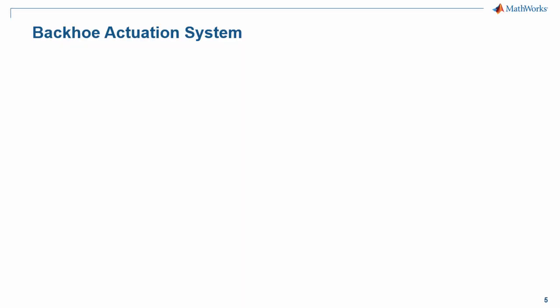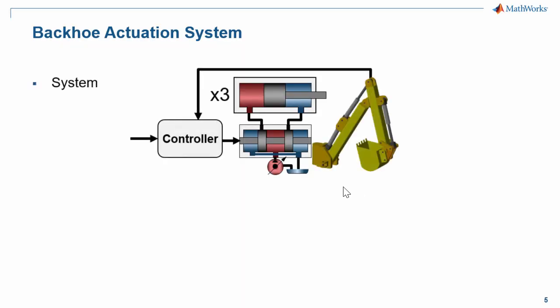We are going to model a backhoe actuation system. The system that we will model will consist of three actuators to raise, reach, and tilt the bucket. A control system controls the movement of a spool inside a valve, and the position of the valve determines whether hydraulic pressure will be applied to one side or the other side of a double-acting cylinder. This will control whether the cylinders will extend or contract.